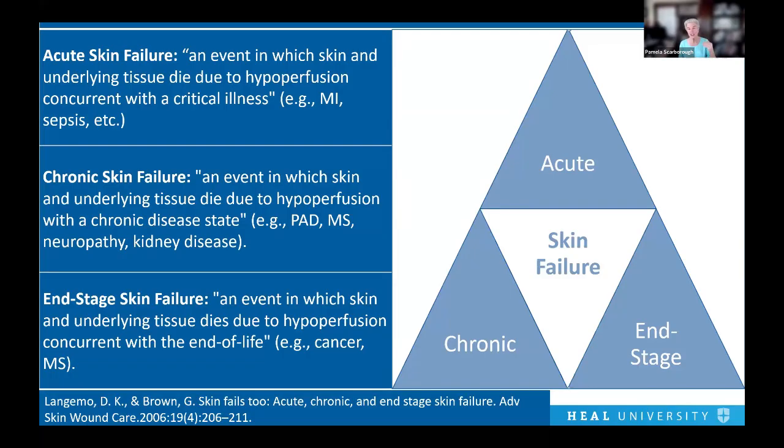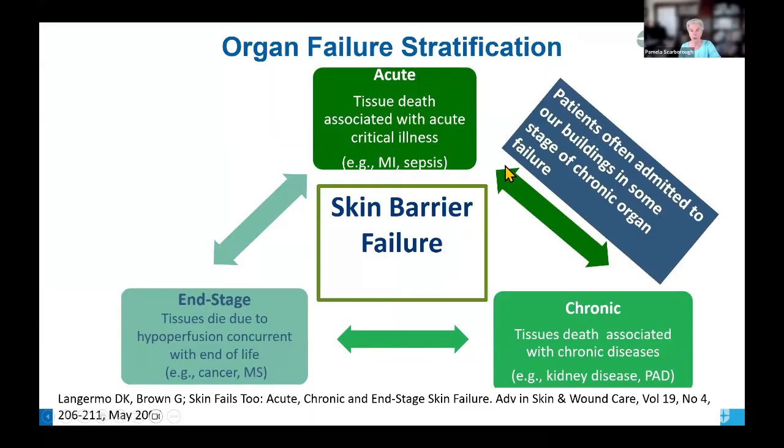Chronic skin failure is an event in which the skin and underlying tissue die due to hypoperfusion with a chronic disease state, maybe peripheral arterial disease, which is a progressive disease, multiple sclerosis, neuropathy, or kidney disease. Then end-stage skin failure is an event in which the skin and underlying tissues die due to hypoperfusion concurrent with the end of life, maybe terminal cancer, multiple sclerosis, something along that line.